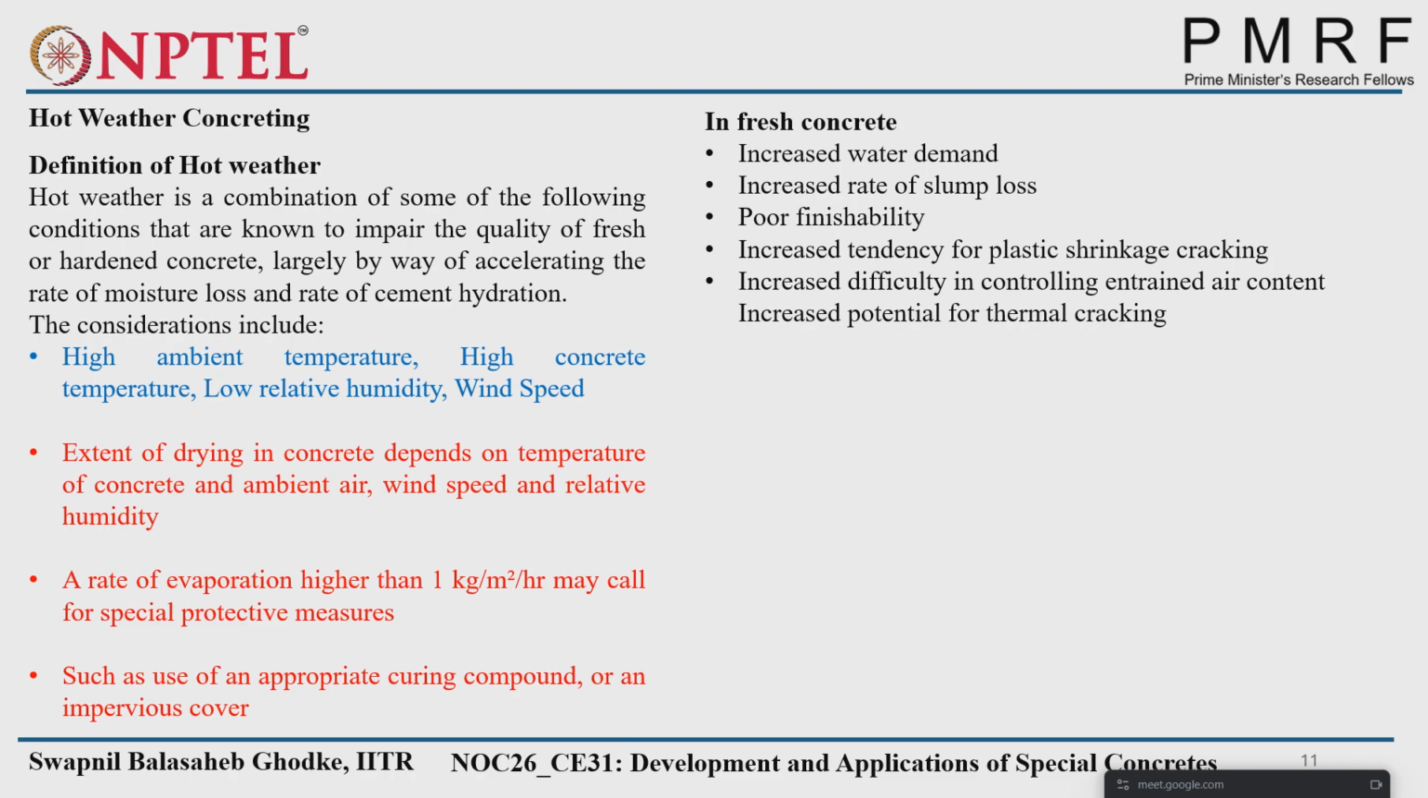thermal cracking, because of the temperature difference between the core and the surface. The core temperature will always be lower than the surface temperature, since the surface is in direct contact with the weather. So if that difference is larger, there is a high chance of thermal cracking. And most of these conditions will happen in which type of concreting? Mass concreting. Mass concreting, like a dam.